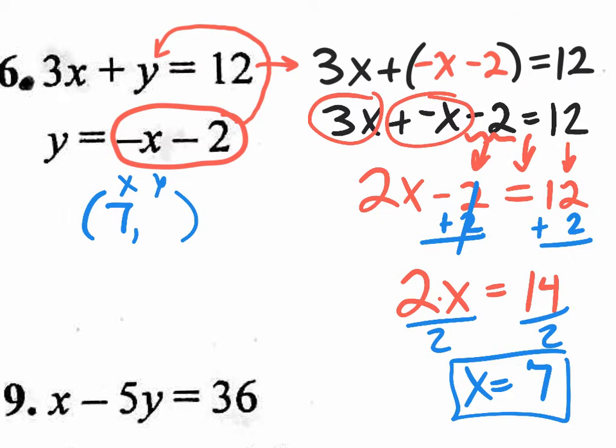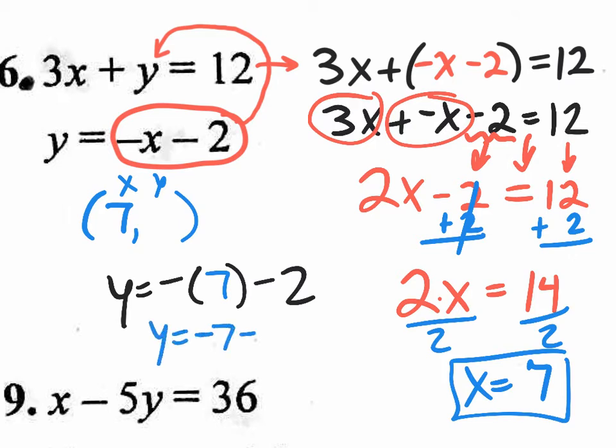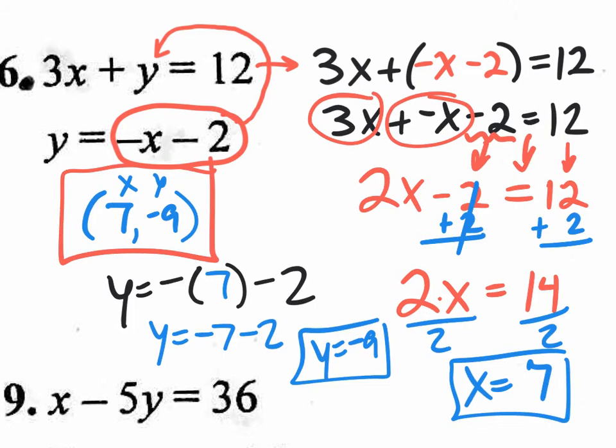Bottom? Okay, so the bottom equation reads y equals negative x minus 2. I put it in parentheses because I'm going to substitute the value of 7 right in there. So that's really a negative 7 minus 2. So y equals negative 7 minus 2. That's just y equals negative 9. So your coordinate is 7 comma negative 9. This is your answer to the system.